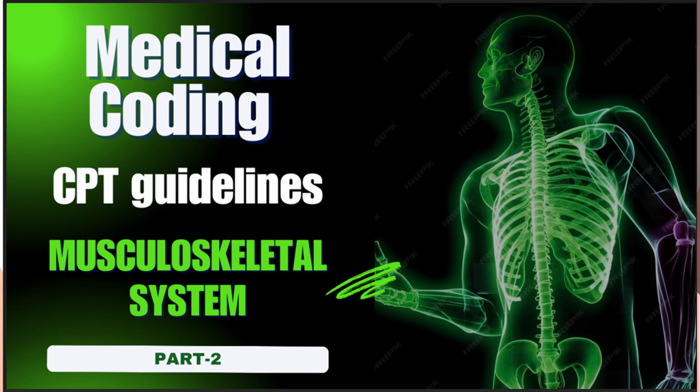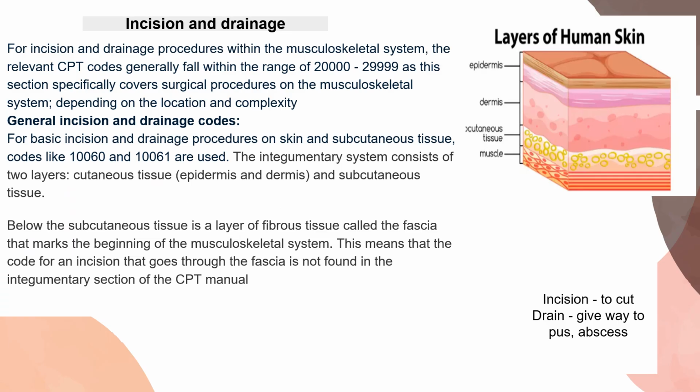So let's begin. We have seen the incision and drainage codes in the integumentary system, that is the 10,000 series. But we also code incision and drainage in the musculoskeletal system. Whenever the basic incision and drainage procedures are done on the skin, it is limited to only the epidermis and dermis, and to some extent the subcutaneous tissue.